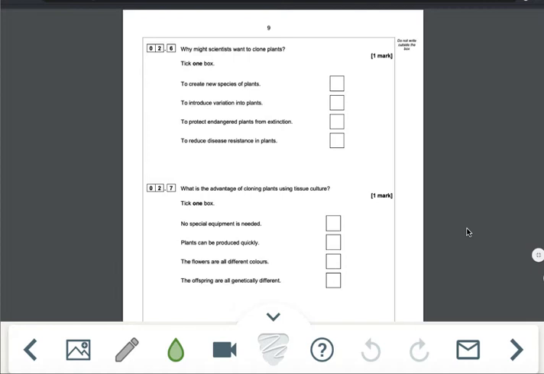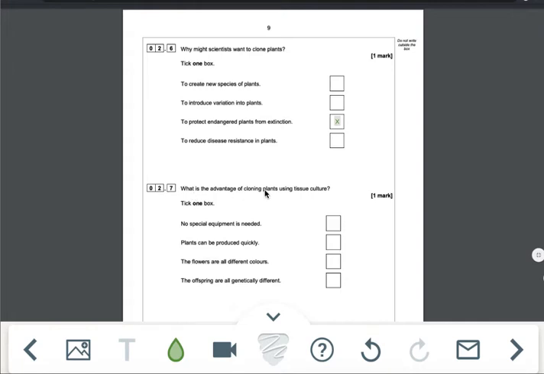To protect endangered plants from extinction. This sounds like a very reasonable answer, sounding like that is going to be the answer, but just double check or look at the last option it's giving us. To reduce disease resistance in plants. So we know this isn't correct because cloning actually increases disease resistance in plants, because you can obviously take a plant that you know and have seen is disease resistant to a specific disease, and you can clone it. So you're just left with a whole batch of disease resistant plants, resistant to this specific disease. So that's incorrect. So we go back to this one. Let me put this as our answer.